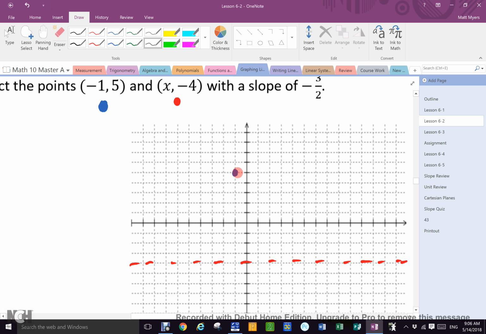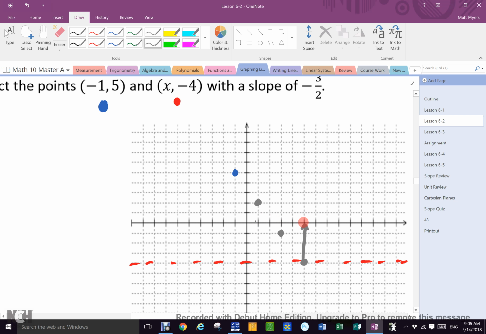Negative 3 halves. How do I do a slope of negative 3? Or a rise of negative 3? Down, 1, 2, 3. And then what? Over, right or left? Right, because I've done my negative. 1, 2. Am I at the red line yet? So what do I got to do? I got to go again. Where? Same. Down, 1, 2, 3, and right, 1, 2. Am I at the red line yet? No. Down, 1, 2, 3, over 1, 2. Am I at the red line? Yeah. So this is the point I care about, right? What's my x value? 1, 2, 3, 4, 5.